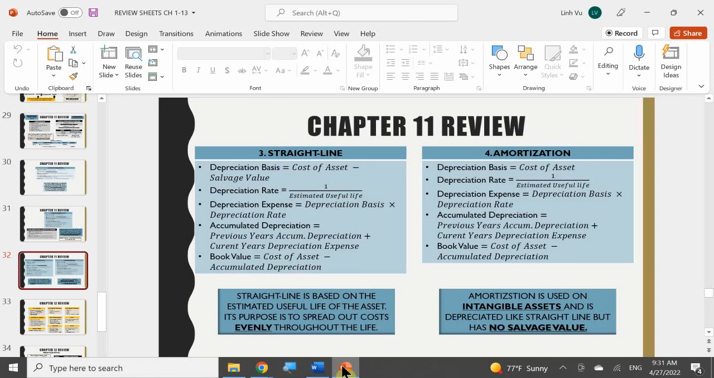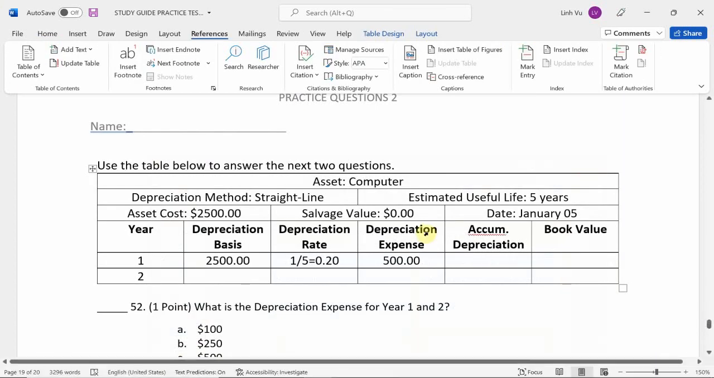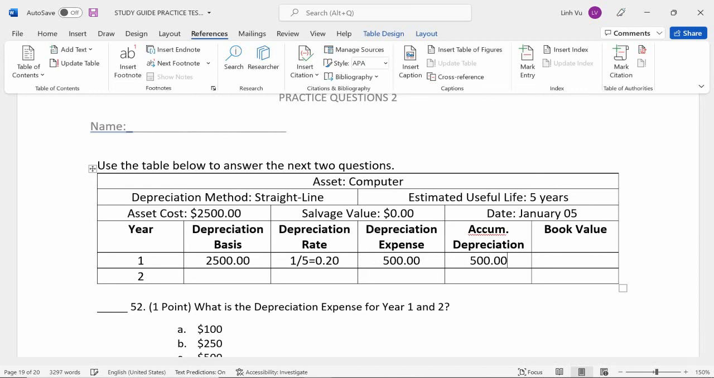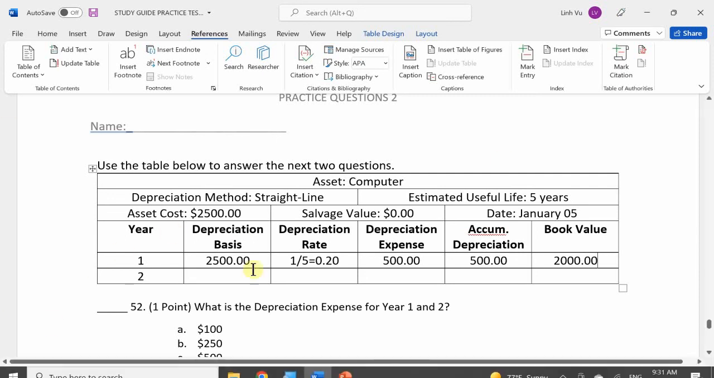Accumulated depreciation is the previous year's accumulated depreciation plus the current year's depreciation expense. So in this case it'd be 500, because there is no previous year, but the current year is 500. So what's your book value? 2,000, right? You take your cost of the asset minus the accumulated depreciation of 500, which gives you $2,000. All right, what about year 2?